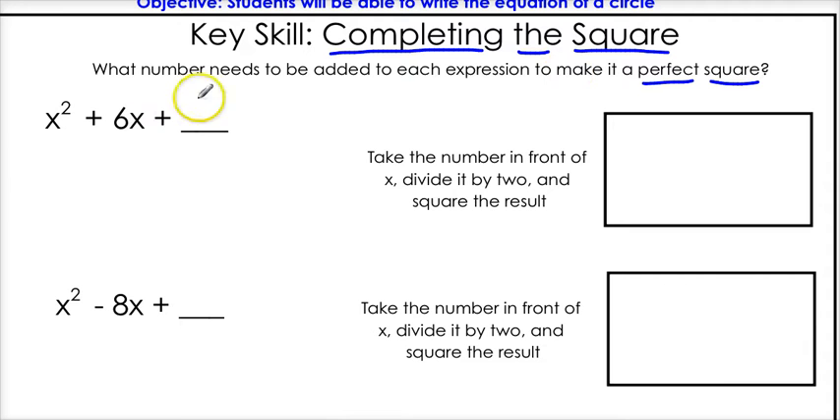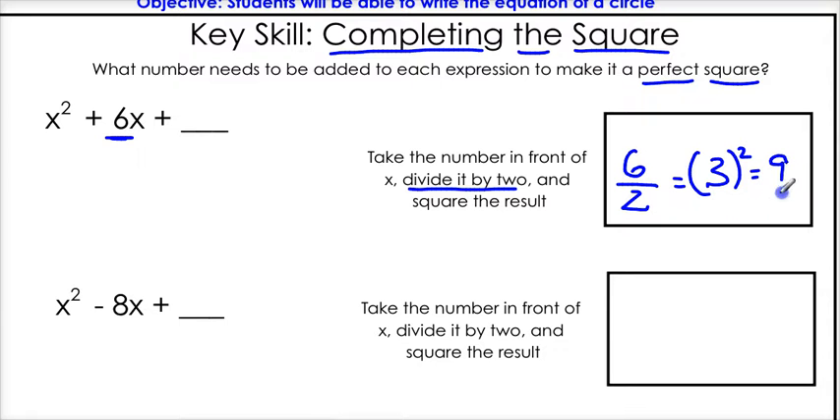To figure out what number has to be added here to make this whole expression a perfect square, what you do is this. You take the number in front of x, which would be 6. We're going to divide it by 2. All right, so let's divide 6 by 2. We get 3. And then square the result. That gives us 9. So if you add 9 to this, this then becomes a perfect square.